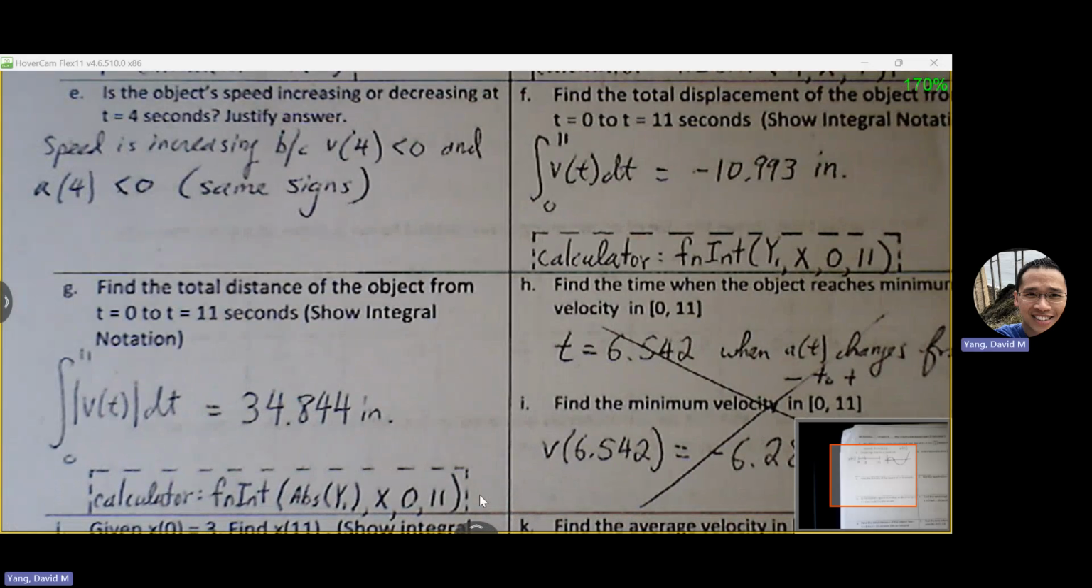Next up, total distance. Total distance is the definite integral from 0 to 11 of the absolute value of v of t dt. I'm looking for those notations as well as your answer. So you'll do math 9 first, then you'll do math number ABS to get your absolute value bars to show up. And then you're going to put in your velocity function, your y1, alpha trace y1.